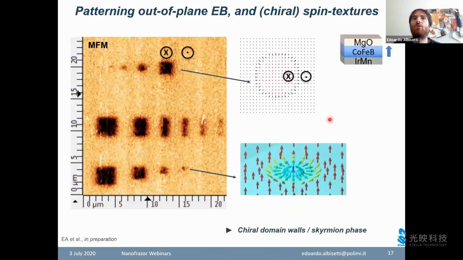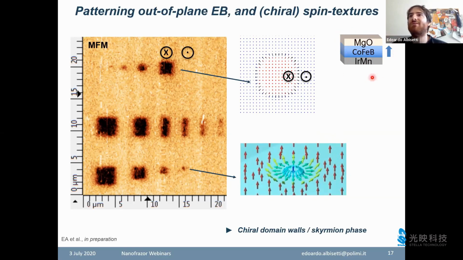The last system that I want to show you, something that we haven't published yet, is that you can perform the very same patterning also in out-of-plane systems. Out-of-plane systems, where the magnetization points out of the plane of the film instead of in the plane, are interesting for a lot of applications. Actually, most of the applications that I talked about before are optimized for out-of-plane magnetization systems.